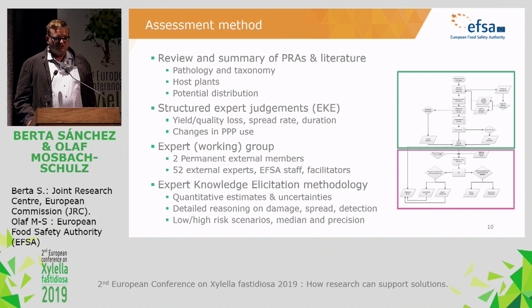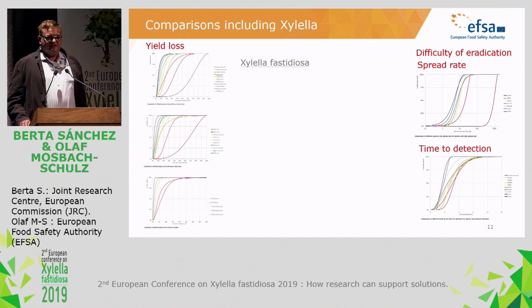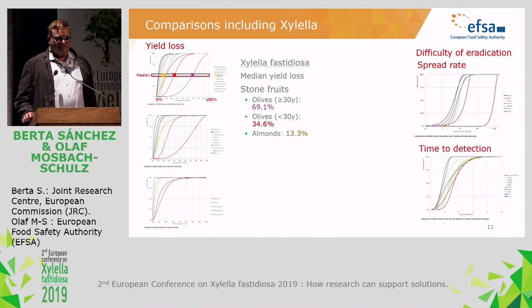Okay, the results are these wonderful curves, and first of all, you can't see the details, but I will take you through. This is a median for stone fruit production infested with Xylella, and you see the highest values are old olive trees and young olive trees below 30 years, and the almonds are already in the middle. Each curve corresponds to one host pest system.